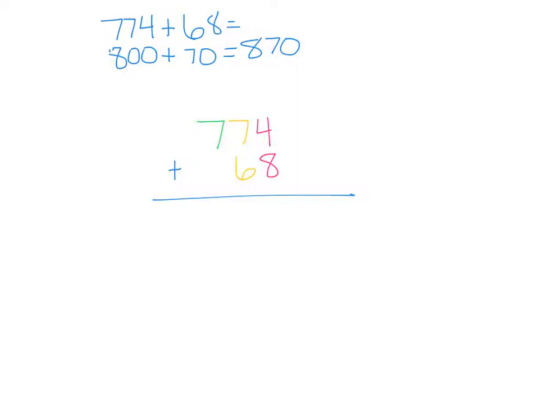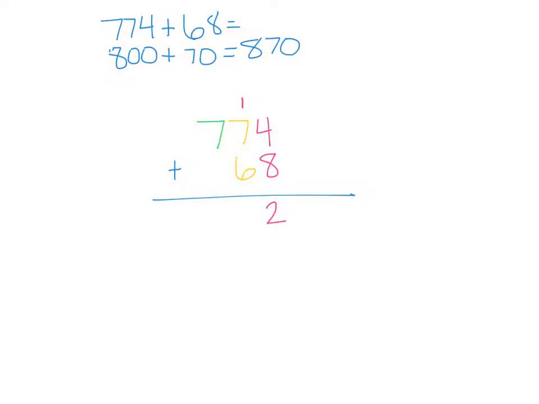Okay, so let's start with my ones. So I have 8 plus 4. 8 plus 4 is 12. Remember, I can't write 12, but I can take those 2 ones and leave them there and go ahead and trade those 10 ones for a 10. So in my tens column, 7 plus 6.